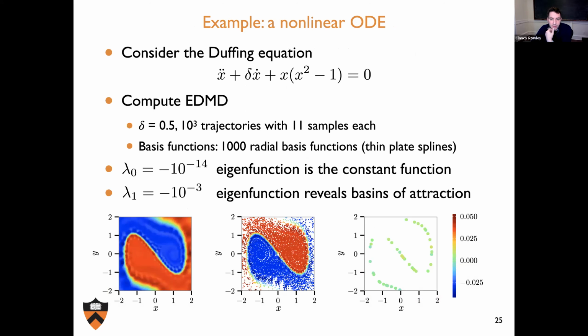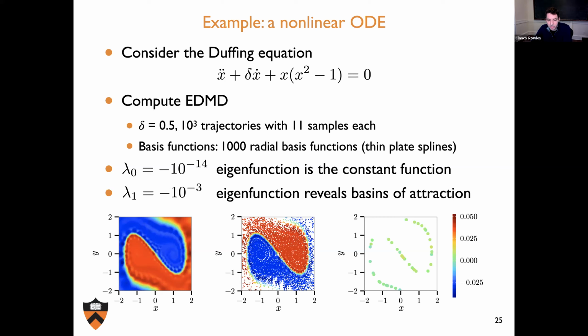So here's the Duffing equation. Again, just 2 states here. The states are x and x dot. So y, as shown in the figures, is just x dot. And we've tried EDMD on this system with a lot of data. So we have 1,000 trajectories with 11 points along each trajectory. Trajectories are just solutions of the system for different initial conditions.